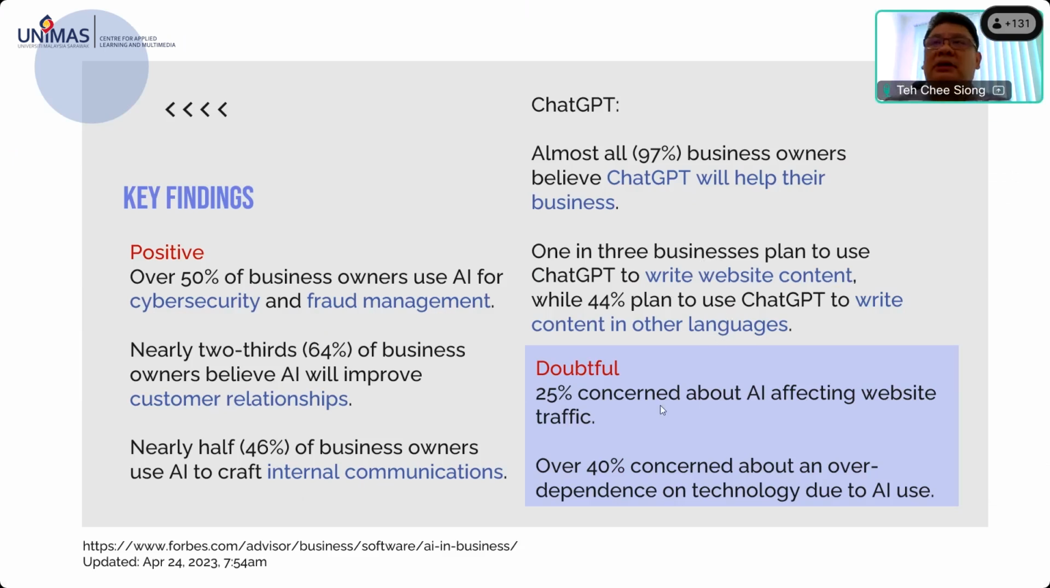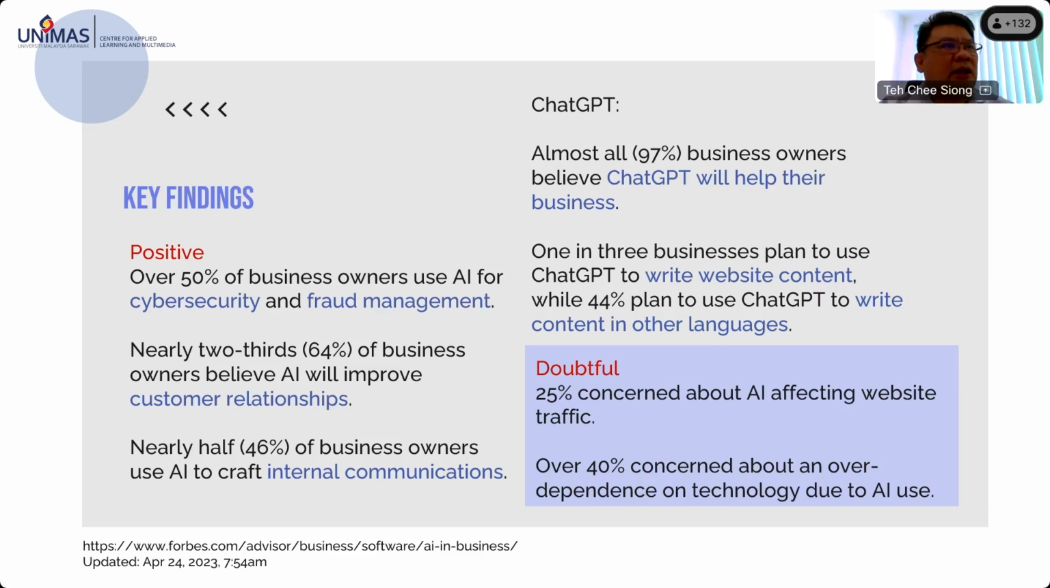And of course, there are some doubtful cases: 25% are concerned about AI affecting website traffic, because most of the AI solutions now in business are cloud-based. Cloud computing means that you have to access the services from your office, which will affect your web traffic. And another one here is that 40% say there will be over-dependence on technology due to AI use.